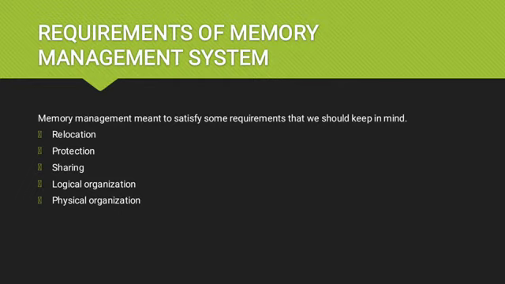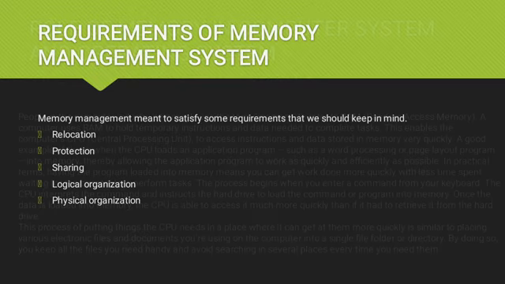The last of the requirements of memory management system is the physical organization. Physical organization has two levels, such as main memory and secondary memory. The main memory is the fastest and more expensive compared to secondary memory, because secondary memory only provides storage for data in the long term, while the main memory holds currently used programs.